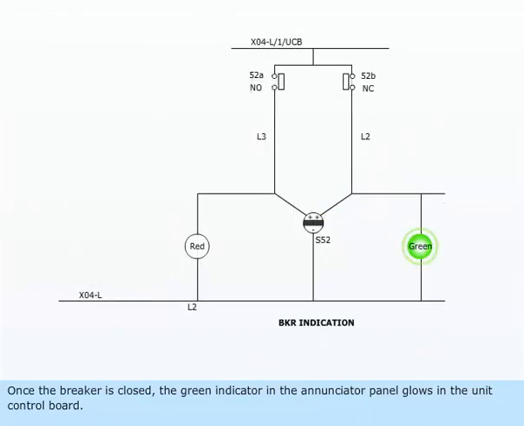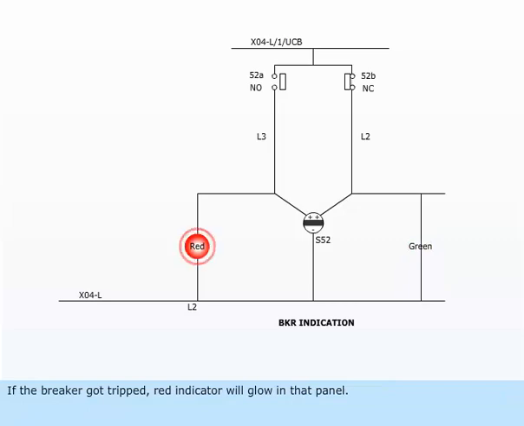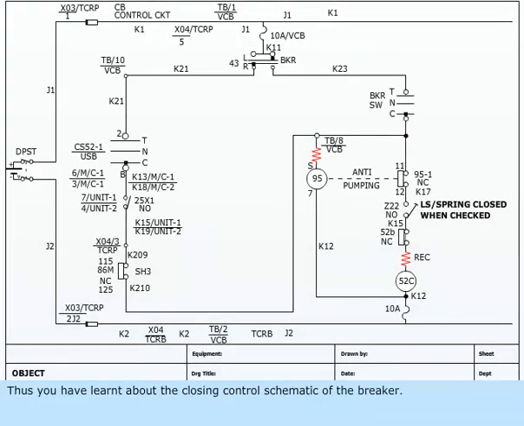Once the breaker is closed, the green indicator in the annunciator panel glows in the unit control board. If the breaker gets tripped, a red indicator will glow in that panel. Thus, you have learnt about the closing control schematic of the breaker.